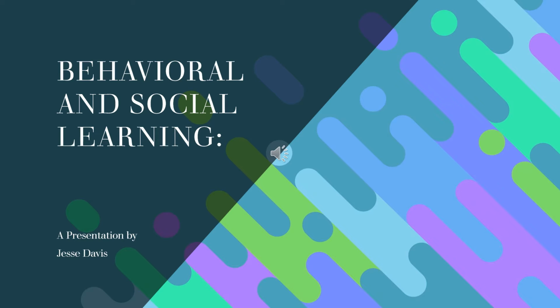Today, you will learn what behavioral learning is and find out about some theories in behavioral learning. You'll find out what social learning is, and we'll look at some theories in social learning. And then we will apply all of those theories to the classroom and see how we can use behavioral and social learning to our benefit in the classroom.